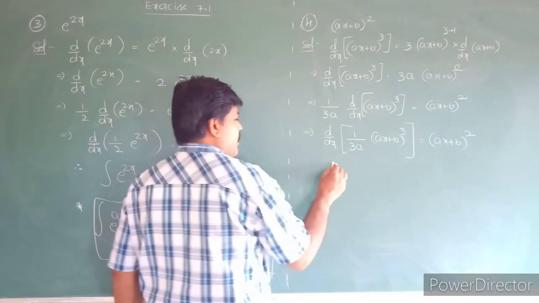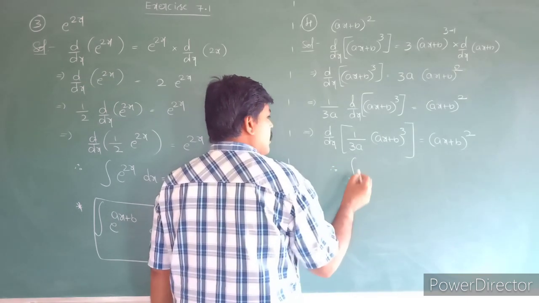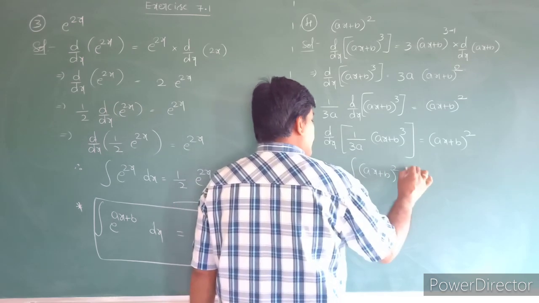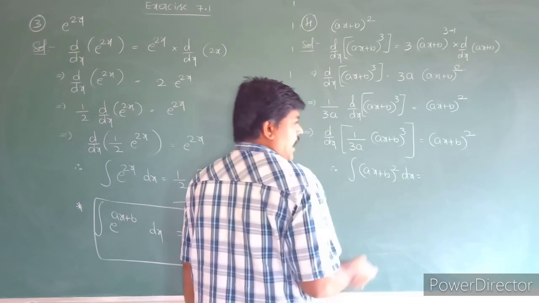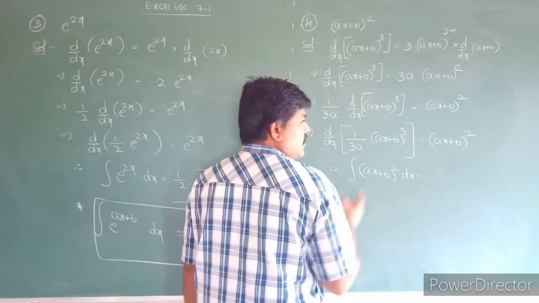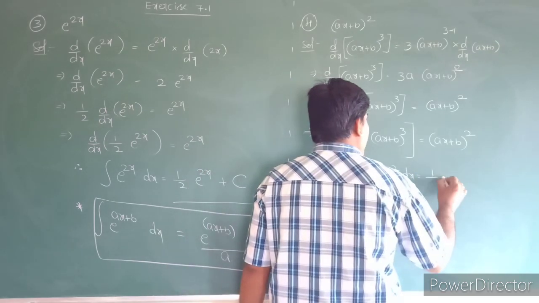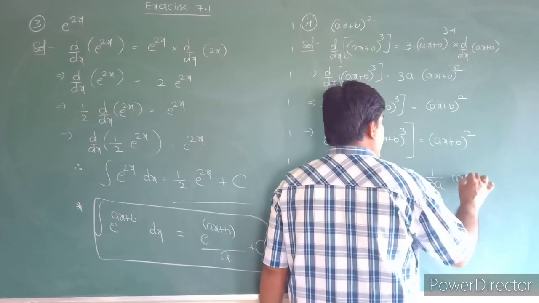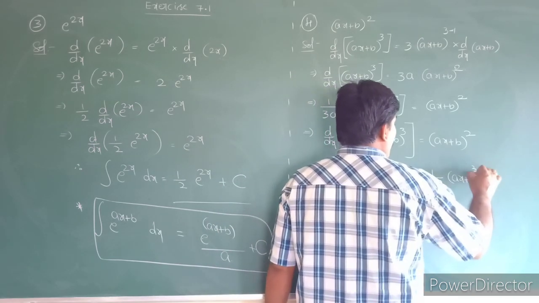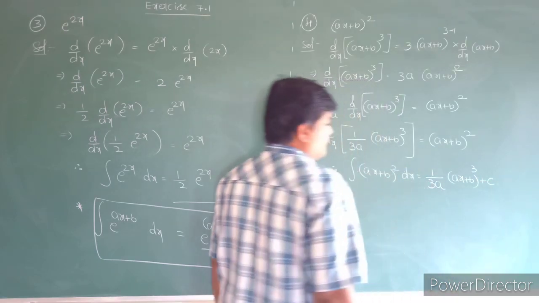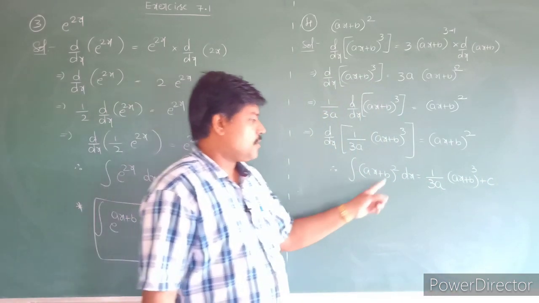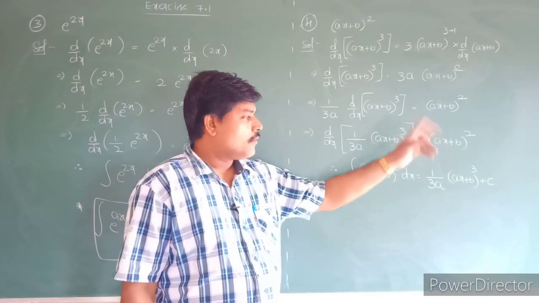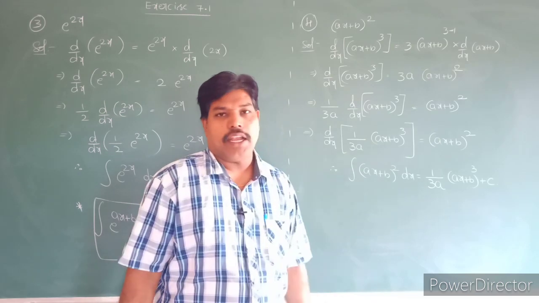Therefore, we can write that the integral of (ax plus b) whole square into dx is equal to 1 by 3a into (ax plus b) whole cube plus c. The integral of (ax plus b) whole square into dx, what is that value? That is nothing but (ax plus b) whole cube by 3a plus c.